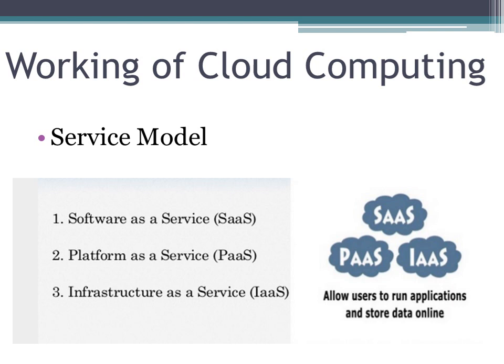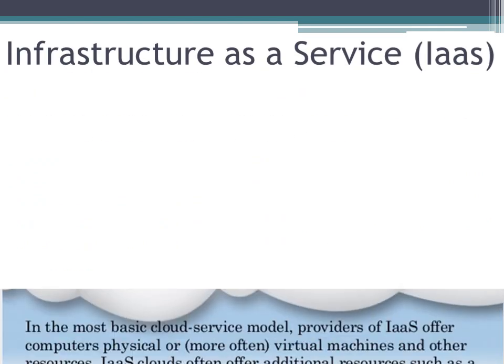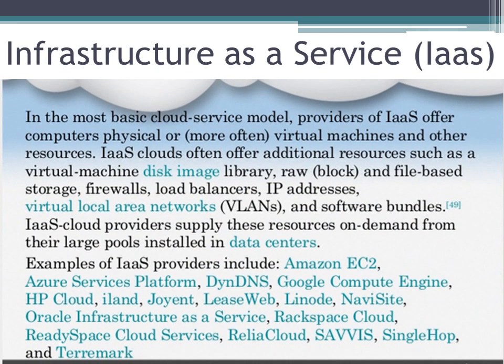First is infrastructure as a service, IaaS. It provides access to fundamental resources like physical machines, virtual storage, etc. It is the delivery of technology infrastructure as an on-demand scalable service. It is usually billed based on usage.